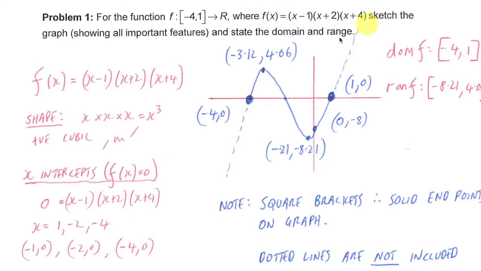We need to sketch this. So here's my function. Straight away, I know that it's x times x times x, so I'm going to get a positive cubic, so the graph is going to go up towards the right. We're going to have a maximum of 2 turning points, and then it's going to continue to go up towards the right.